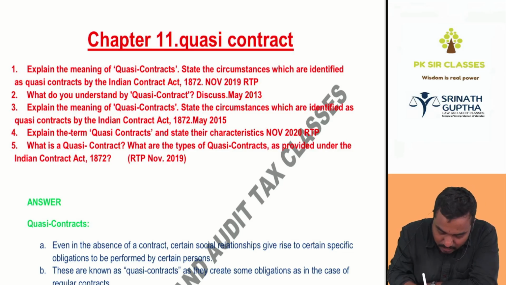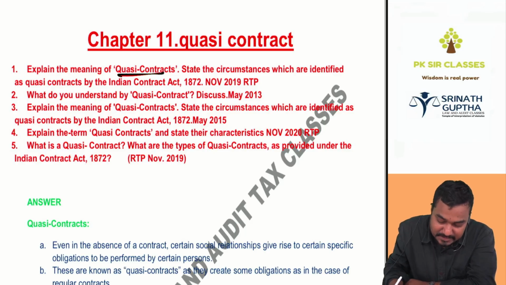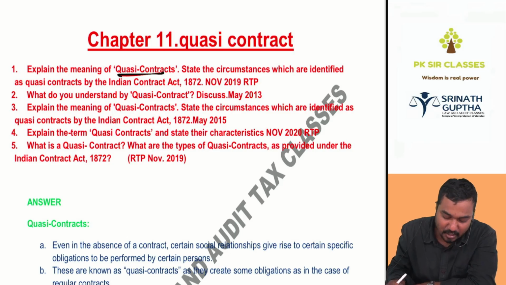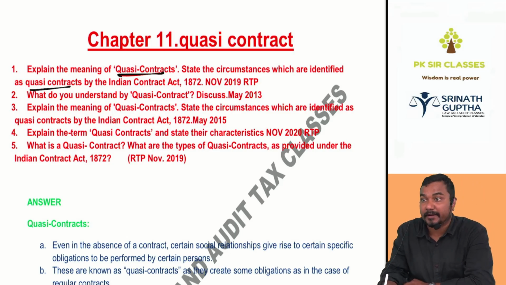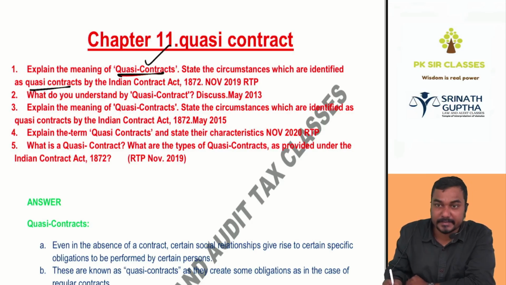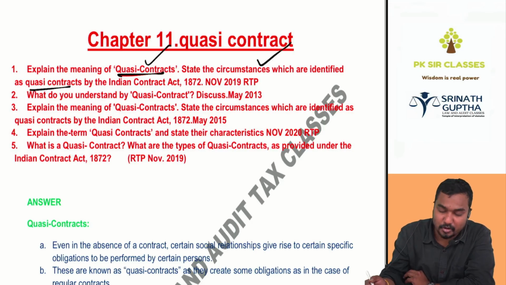Explain the meaning of the quasi contract. State the circumstances which are identified as a quasi contract. So, types of quasi contract. If you read the definition, you may get the 2 marks. If you read the types of quasi contract, you may get the 5 marks.